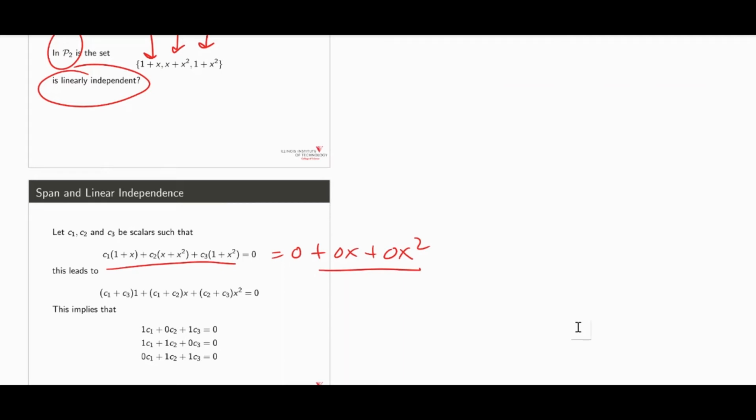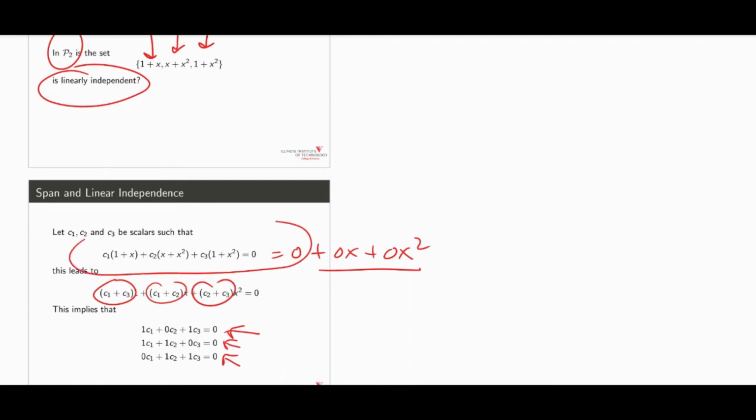So let's look at the constant terms. If you rewrite and regroup, grouping all the coefficients for the constant, the x, and the x squared, you get this. That means this one here has to be equal to 0, which gives you this equation. This one here has to be 0, which gives you this equation. And this one here has to be 0, and this gives you this equation. Now let's solve for it.